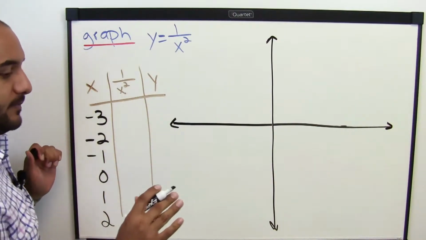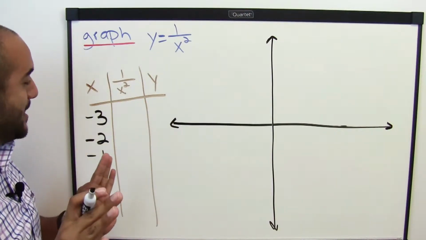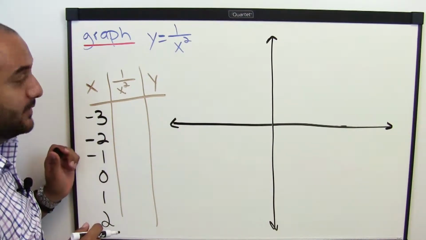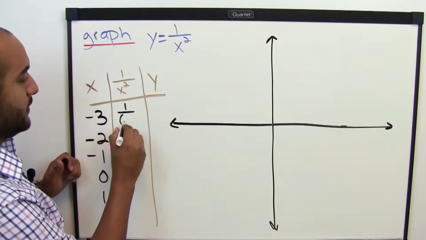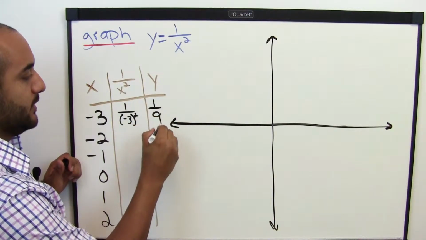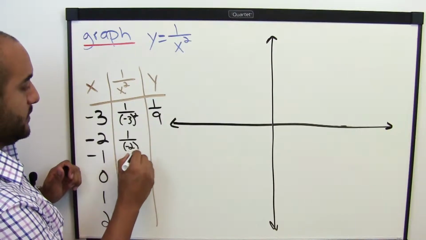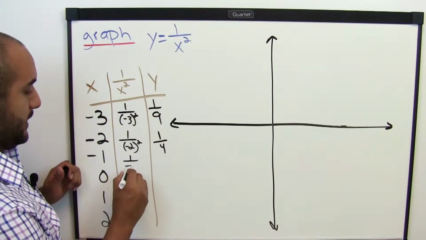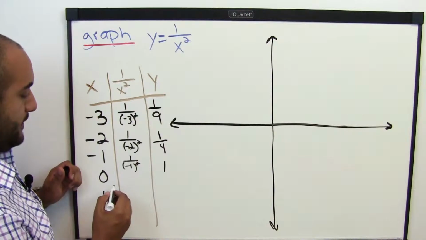So first one I chose is -3. I know there's better ones to choose if you already know what this kind of looks like, but like I said, I'm pretending like I don't know. These are the ones I chose. So if I choose -3, okay, my substitution in here would be 1 over -3 squared. This is 9, so 1 over 9. This would be 1 over -2 squared, 1 over 4. 1 over -1 squared, I get 1 over 1, which is 1.